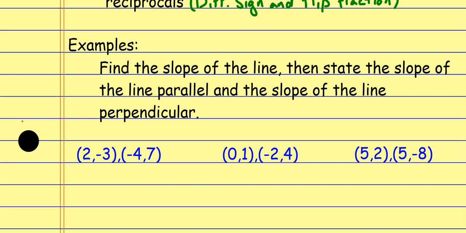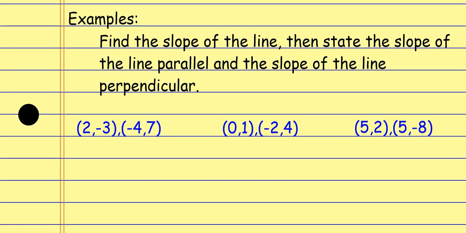For this one, I'm going to start off the same way I always do. I'm going to find the slope using my slope formula. Remember, the slope formula is the second y value minus the first y value over the second x value minus the first x value. So the second y value is a 7 minus the first y value, a negative 3. Second x value is a 4 minus the first x value, a 2.